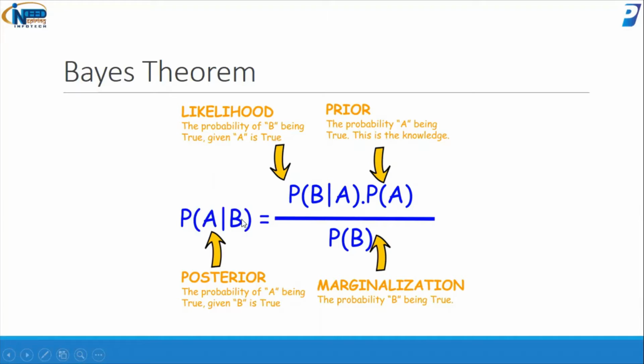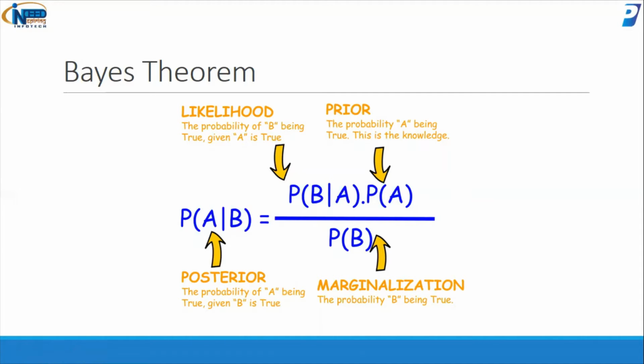Here you can see the first expression, the probability of A being true given B is true, is called the posterior. Then the probability of B being true given A is true is called the likelihood. The probability of A is called the prior, and the probability of B is the denominator, and it is called marginalization.